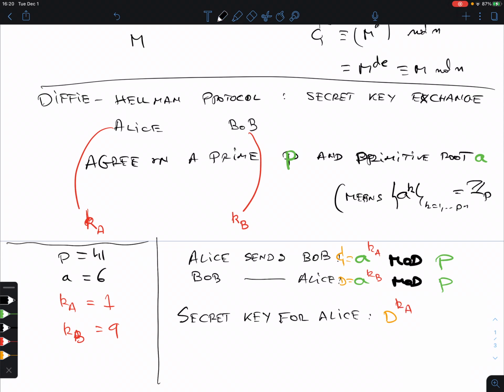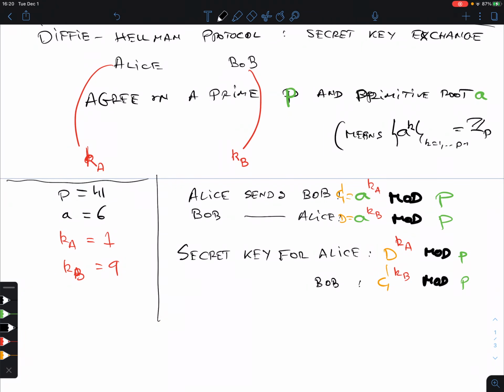What is the secret key for Bob? Well, he takes what Alice sent, that was the C, and raises it to his exponent. And of course, take modulo P. I hope we keep always doing this modulo P, right? So this is modulo P, and this is also modulo P. Now the whole point is that there seem to be two different numbers. No, they are the same. So these two numbers here, they are the same, and that will be our secret key K.